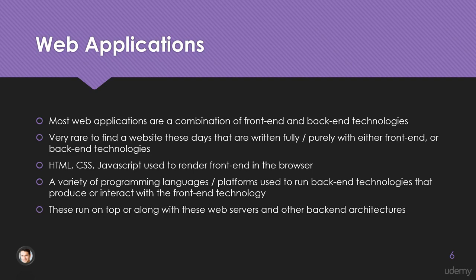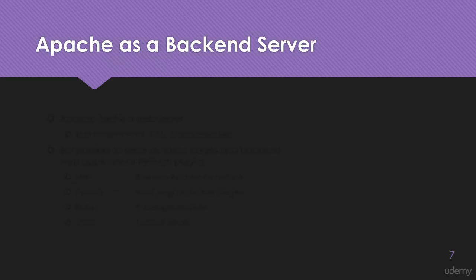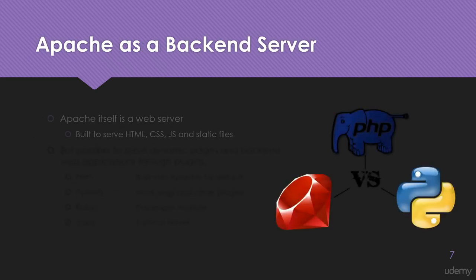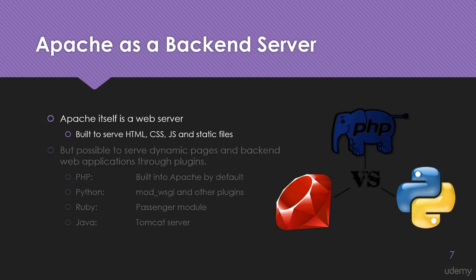These run on top of or along the web servers and other backend architectures. Basically, these web servers and backend architectures help make sure that your application is running. They just take care of that part, but they're not actually the web applications you want to run. You are building web applications yourselves if you're building server software that runs on top of those servers. If you run Apache as a backend server, it's a web server. It can serve HTML, CSS, JavaScript, and static files.